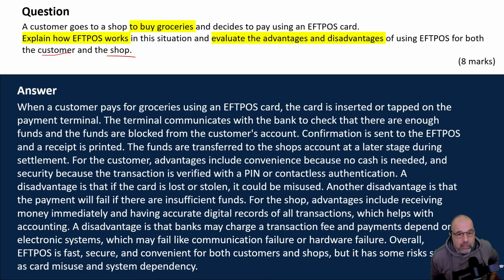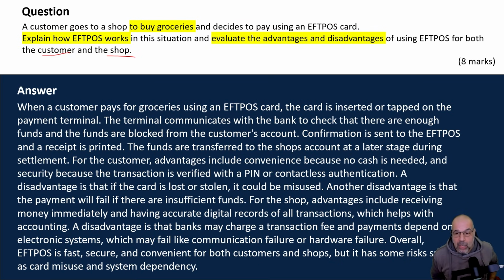For the customer, advantages include convenience because no cash is needed, and security because the transaction is verified with a PIN or contactless authentication. A disadvantage is that if the card is lost or stolen, it could be misused. Another disadvantage is that the payment will fail if there are insufficient funds.